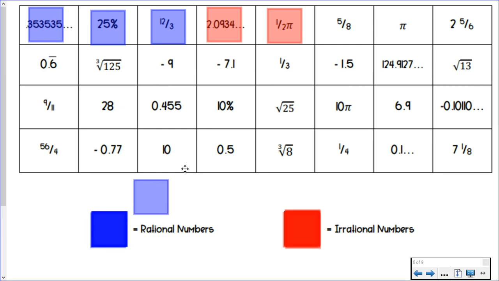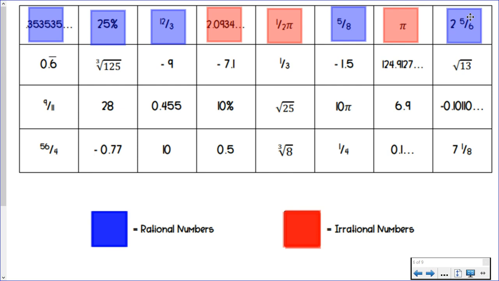5 over 8 is a fraction, so that is rational. Pi, again, it is irrational. 2 and 5/6 is a mixed number, but because I can write that as an improper fraction, that is rational. So we could continue to go through each one of these, thinking about the reasons why it would be rational or irrational. I'm going to stick with the irrational numbers because I know that there are at least 5 more left.